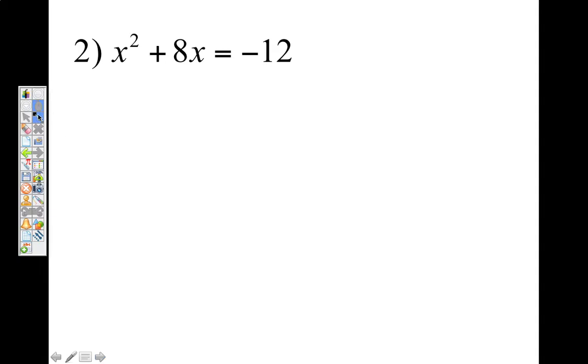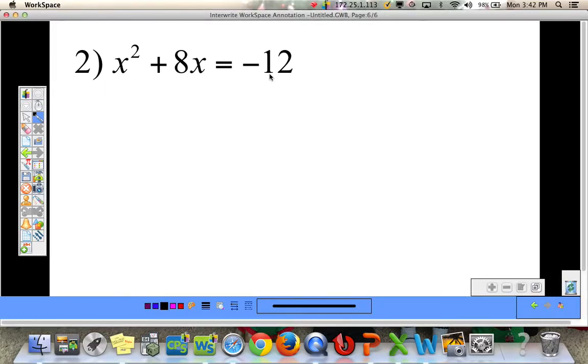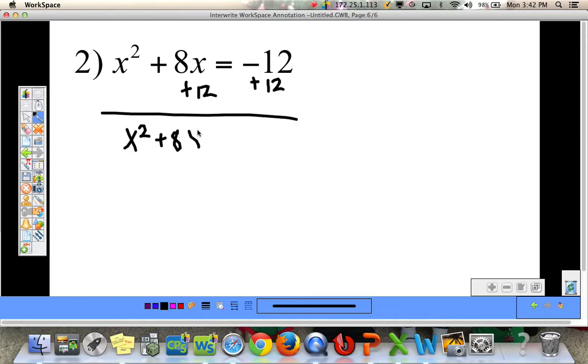Let's do it for the next function. All right, this one's slightly different. We want to get 0 on one side because we're trying to find where y is 0. So the first step is add 12 to each side. You have x squared plus 8x plus 12 equals 0.